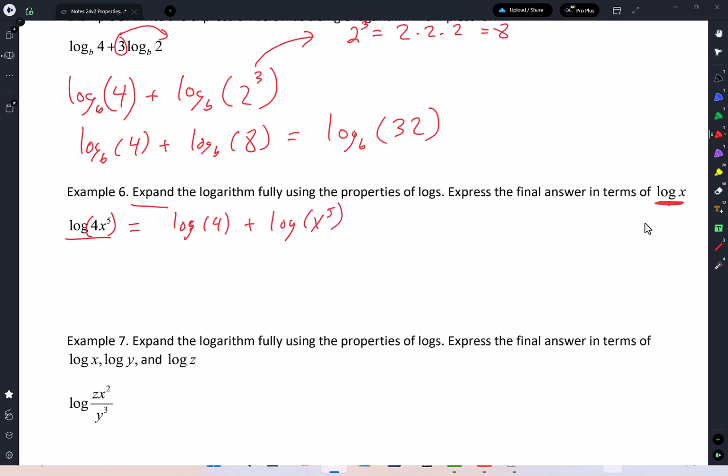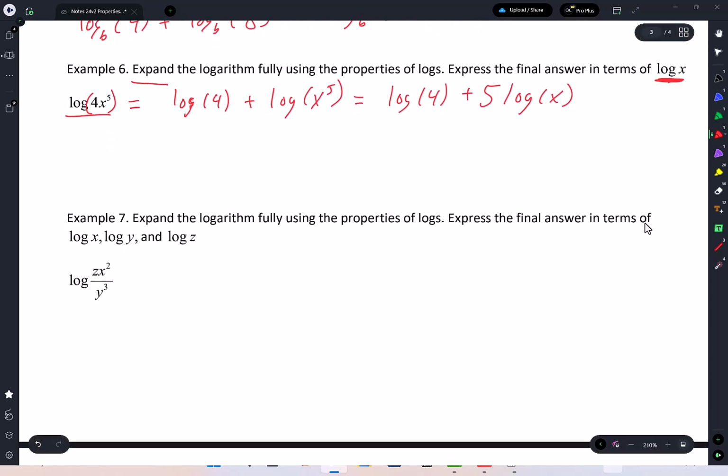And then I'm going to use the power rule on the log x to the 5th, because it's not enough like this. Log of 4 plus 5 log x. And that's it. They wanted me to expand. There it is. It's expanded. Cool? Okay. Let's go to the next one.